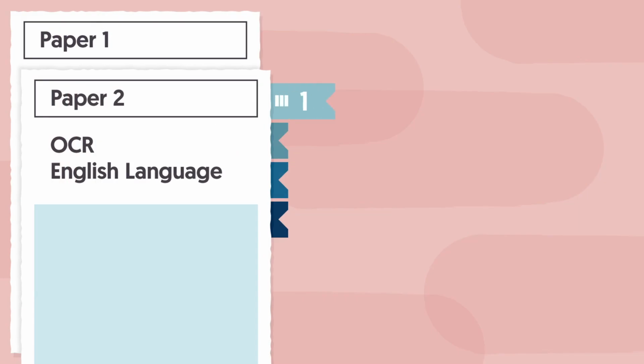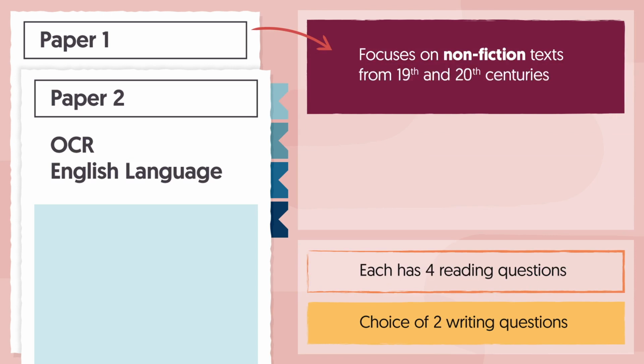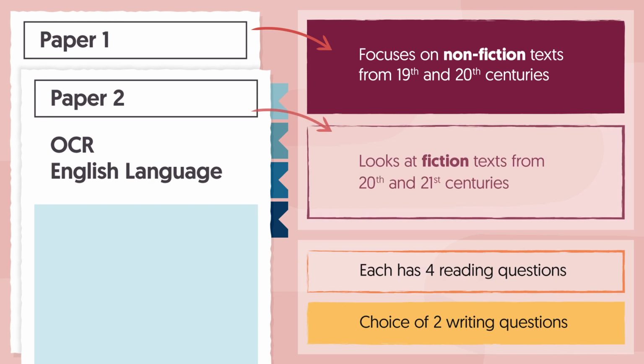In this pod, we're going to talk through what you need to do to answer question 1 on paper 1 and 2 of the OCR English Language GCSE. Each paper has 4 reading questions and a choice of 2 writing questions. Paper 1 focuses on non-fiction texts, texts that are factual or informative. One will be from the 19th century and one from the 20th century. Paper 2 looks at fiction texts from the 20th and 21st centuries.